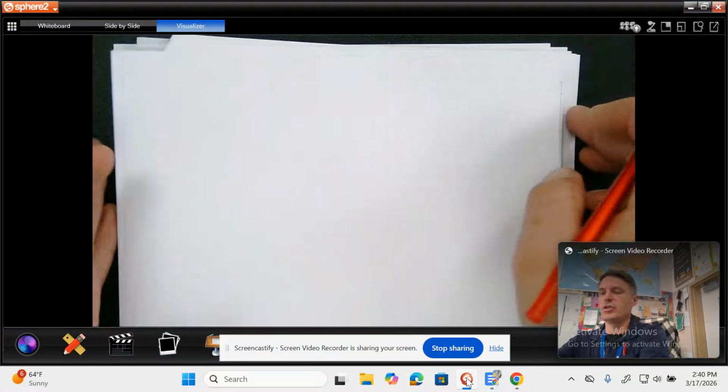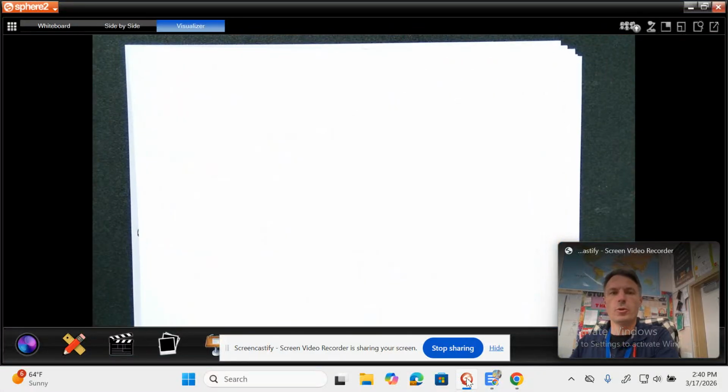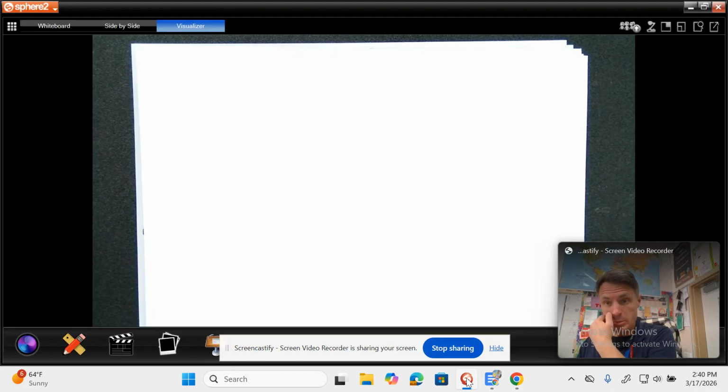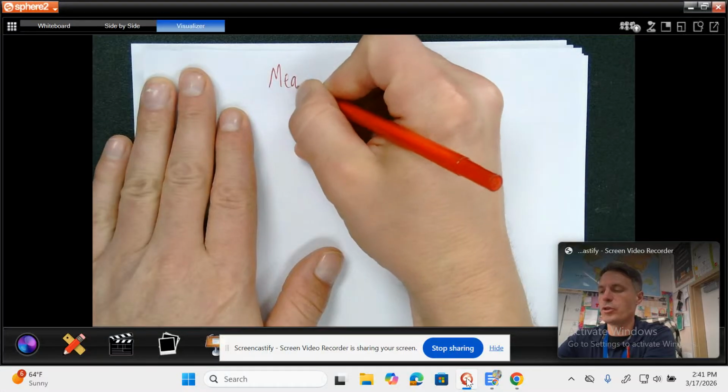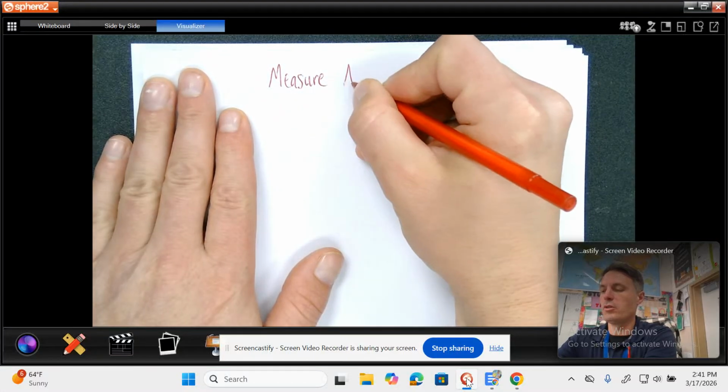Today's math lesson is called Measure Area. So please open up your math notebook to the next available page, and at the top of that page, please write that title, Measure Area.